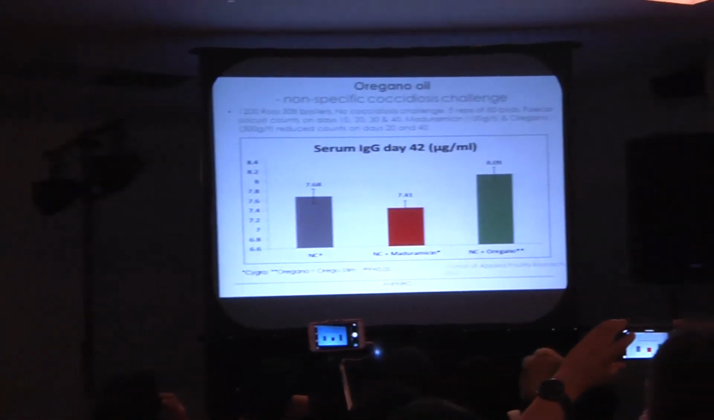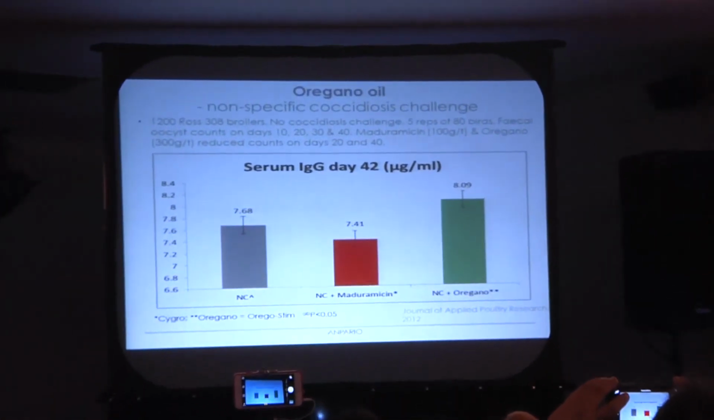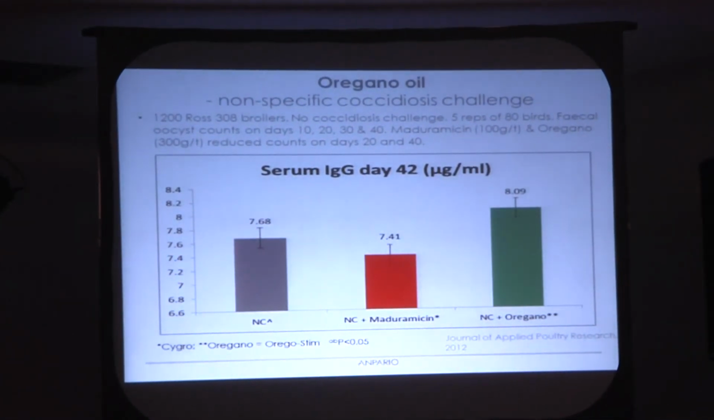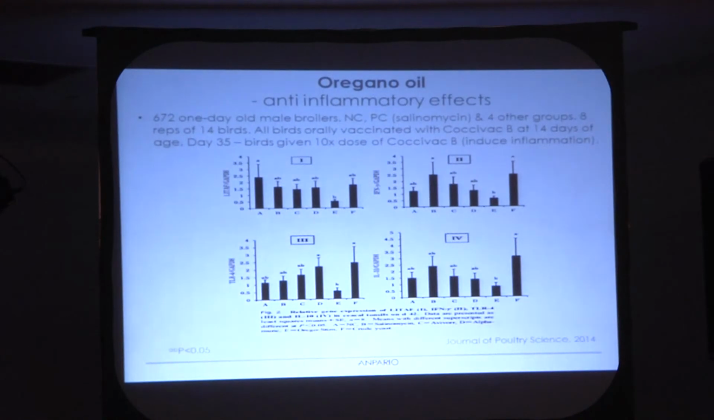Again, a bit similar to the organic acids. Although this wasn't significant, the authors noted that the numerical increase in serum IgG was worthy of further consideration. So again, the potential of oregano oil to improve immune parameters is worth further investigation. I am running out of time and I need to speed up.